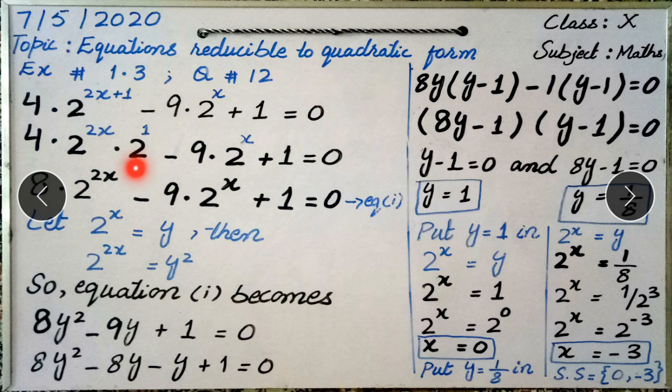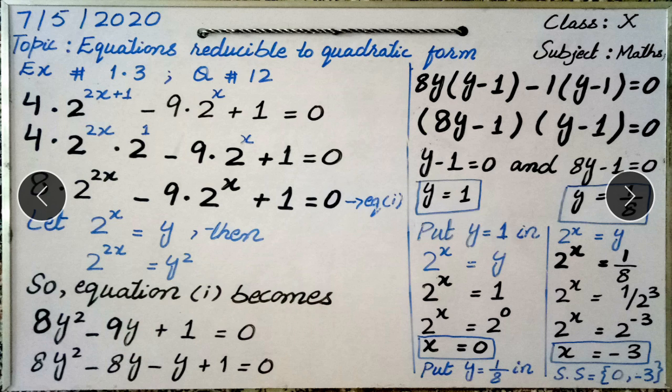Now you can see here that this term is complicated and this term is complicated. The rest are just numbers. So we can convert these complicated terms into an easy term, like we can let 2 raised to the power x equal a single variable y. When we square this y, it will result in 2 raised to the power 2x. So hence equation number 1 becomes 8 as it is. Instead of 2 raised to the power 2x, what can be written? y. 9 as it is. Instead of 2 raised to the power x, y can be written, then plus 1. Now we have an equation which is reduced to quadratic form.